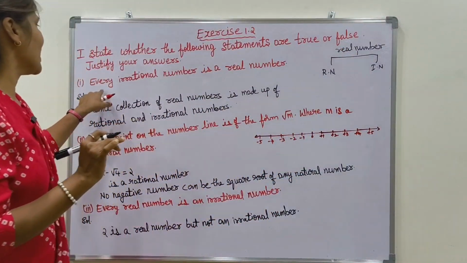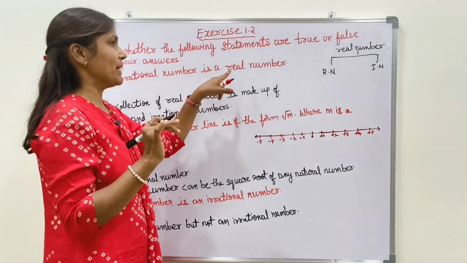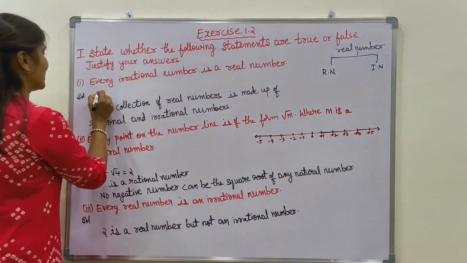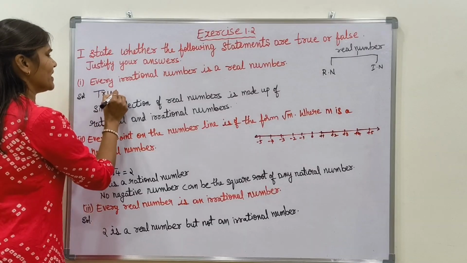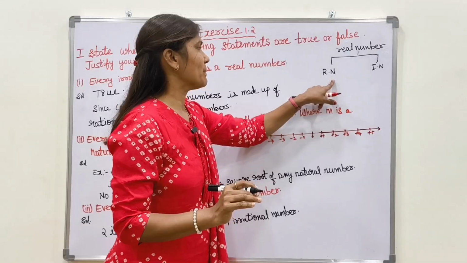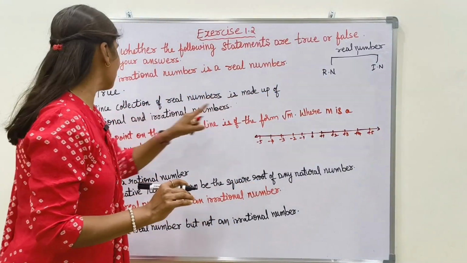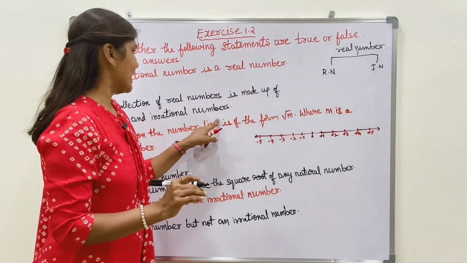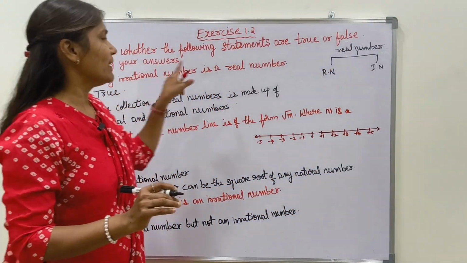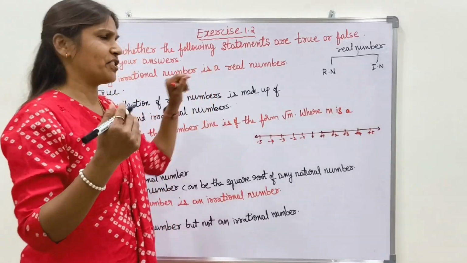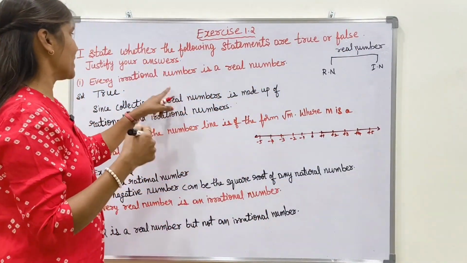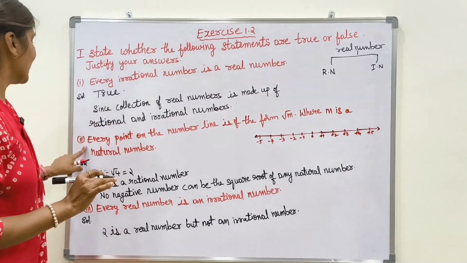So the first question: every irrational number is a real number. This answer is true. What reason can you write here? Since the collection of real numbers is made up of rational and irrational numbers. Rational and irrational together are real. But he is asking, every irrational number is a real number? It's true. So every irrational number is a real number. This answer is finished. Next, second question.